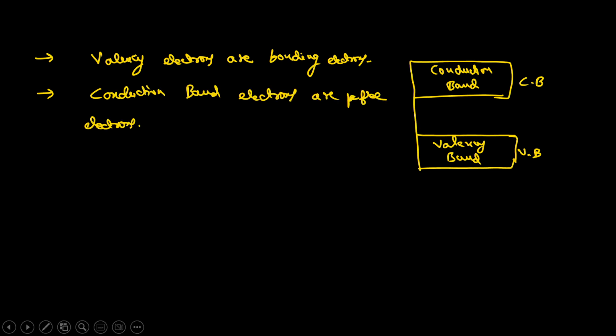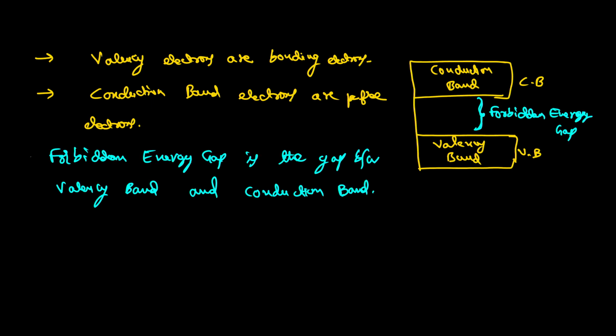Now from these two I want to define a new definition, that is the forbidden energy gap. The gap between the conduction band and the valency band, see, the gap between these two is called the forbidden energy gap. Another definition we can write is the minimum energy required to move an electron from the valency band to the conduction band.